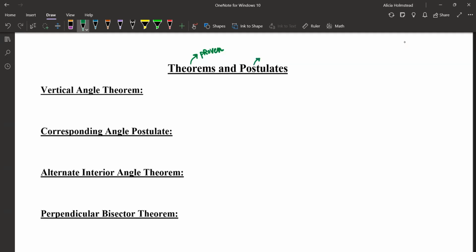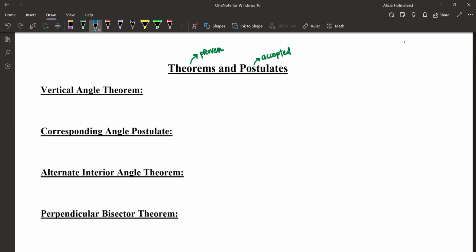Postulates, however, are things that are not proven. These are just things that are accepted by everyone to be true. They are the basis of mathematics, and it is on postulates that we are able to build theorems. So our first theorem here is the vertical angle theorem.